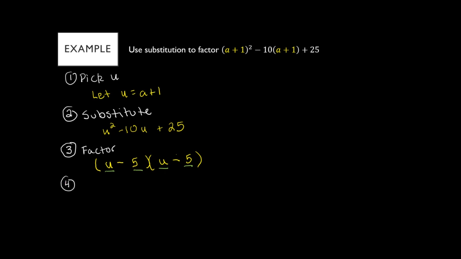So then step 4 is to reverse the substitution, or to back substitute, because we factored. So now we're going to plug it back in. So I have my parenthesis, and then I have u. U is equal to a plus 1. Then I still have my minus 5. So you want to be careful that you don't forget the things that are not u. You still have to have that minus 5. And then second set of parentheses, again, we have u, which is a plus 1, and then minus 5.